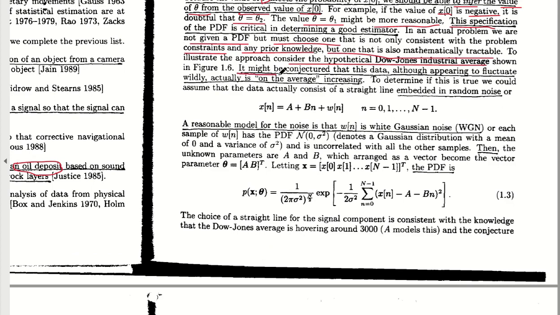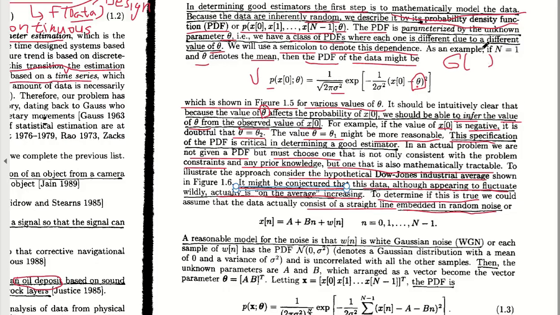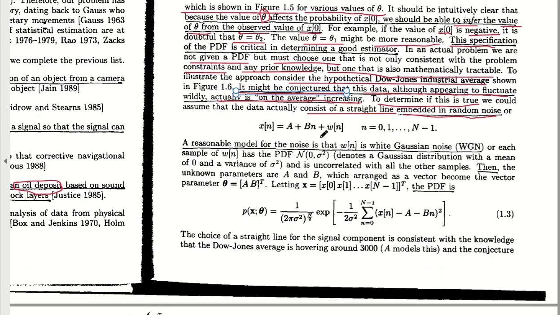Okay, so it might be conjectured that this data, although appearing to fluctuate, actually is on average increasing. To determine if this is true, we will assume that the data consists of a straight line embedded in noise. So the problem of choosing a mathematical model, as we see, is either this Gaussian or this straight line embedded in random noise.